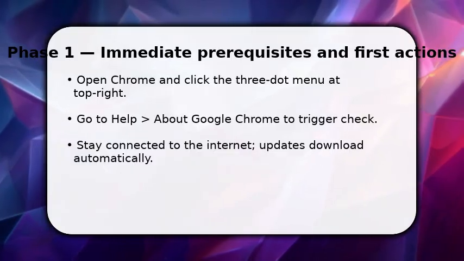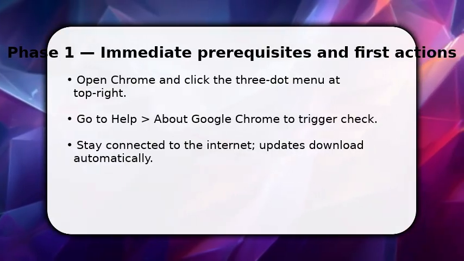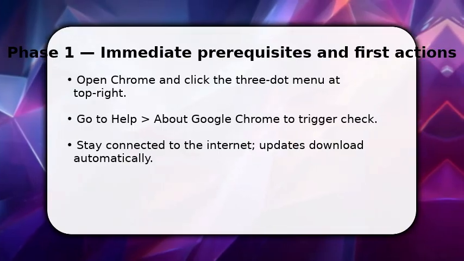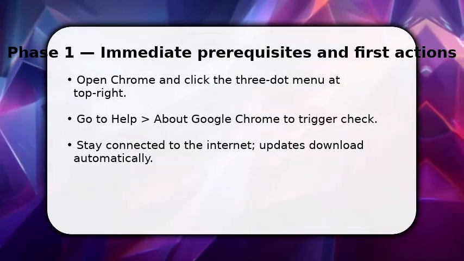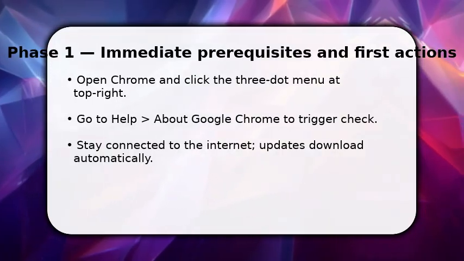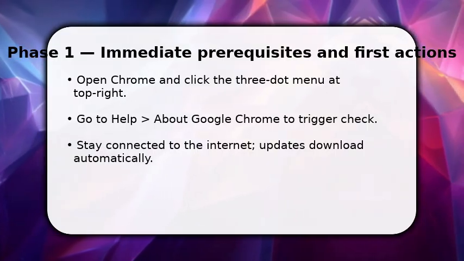You begin by opening Chrome and immediately accessing the three-dot menu. Click Help then About Google Chrome. This screen forces Chrome to check for updates, so you don't waste time hunting settings. Once done, Chrome will display the current version and start downloading any available update automatically.